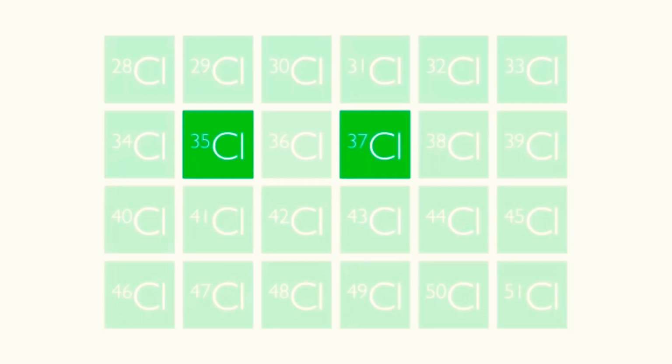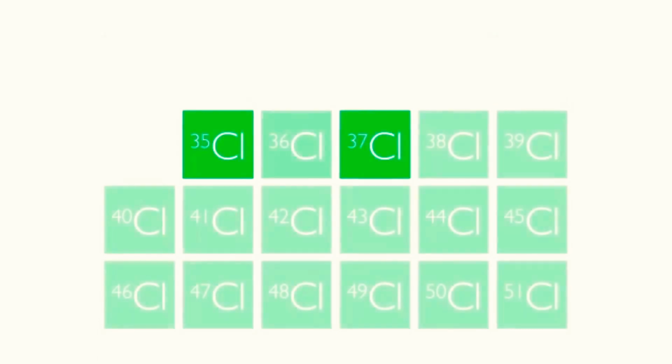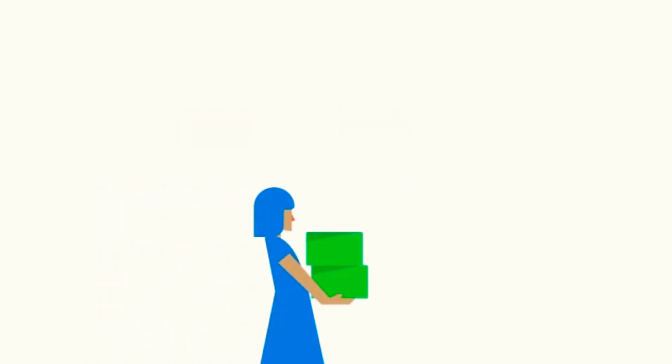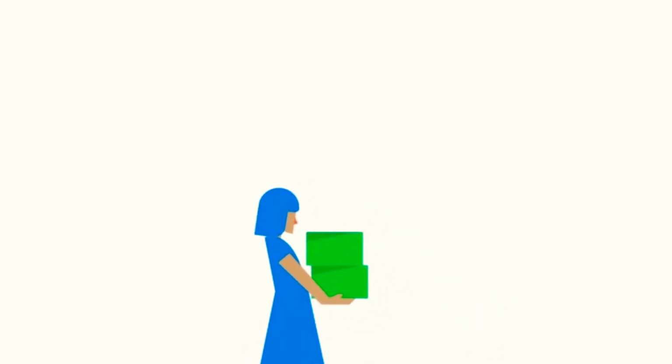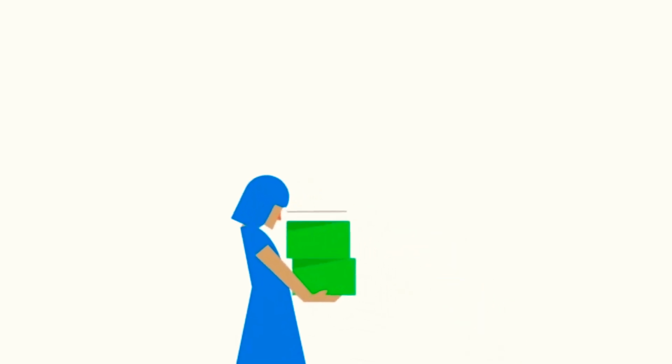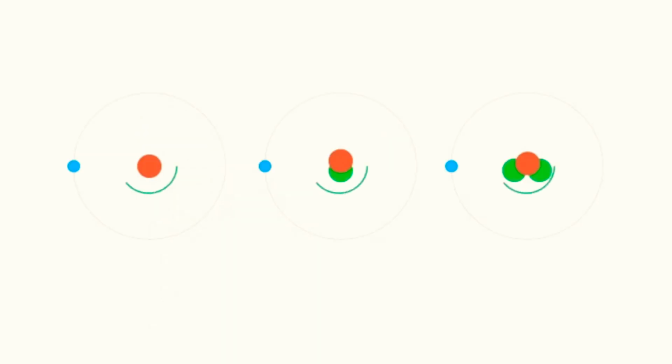However, sometimes there aren't enough neutrons in a nucleus, or there may be too many for it to be stable. An analogy is a person carrying boxes. If you try to carry too many boxes, you'll end up dropping some. And if you continue, you'll keep dropping boxes until you reach a manageable amount. This is your stable state. And nuclei behave in a similar way, and they will try to stabilize themselves.